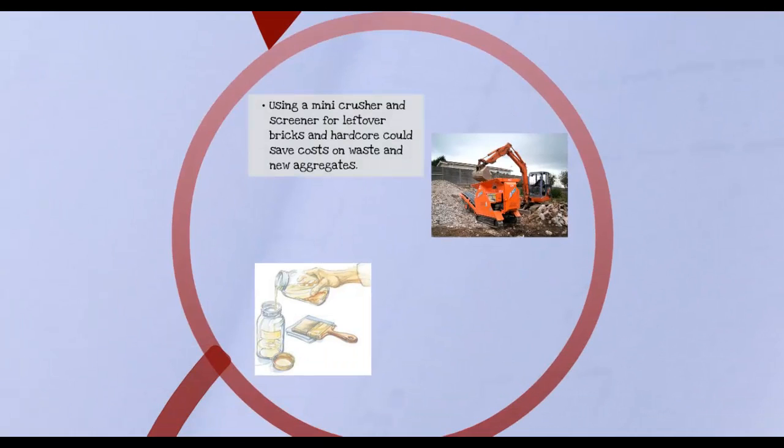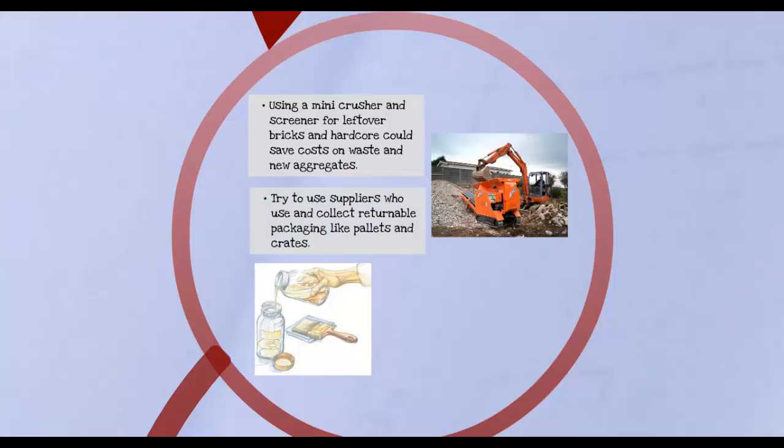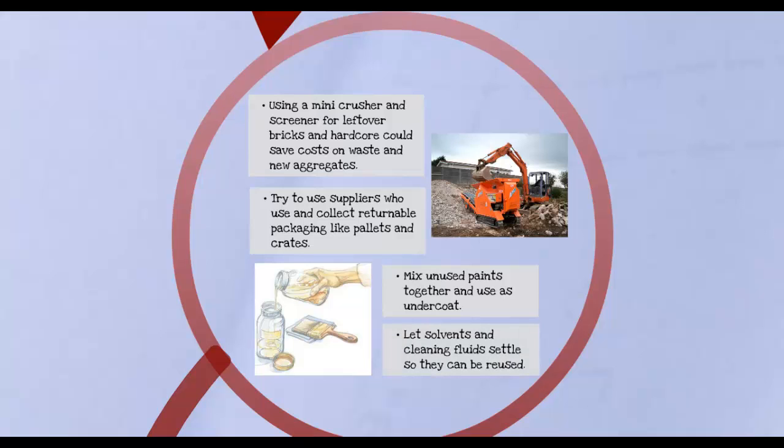Using a mini crusher and screener for leftover bricks and hardcore could save costs on waste and new aggregates. Try to use suppliers who use and collect returnable packaging like pallets and crates. Mix unused paints together and use as an undercoat. Let solvents and cleaning fluids settle so they can be reused.